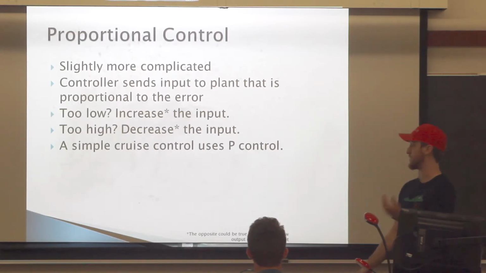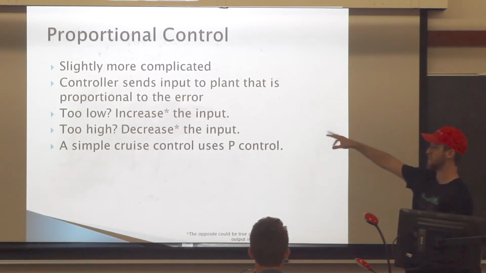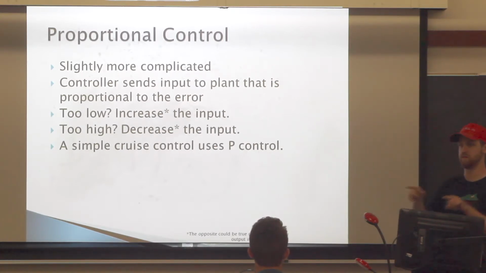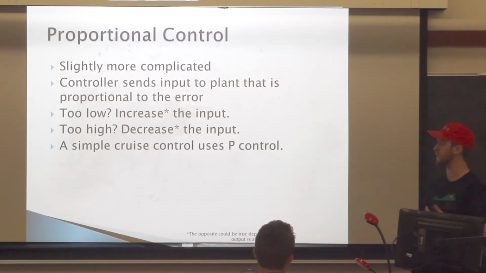Or too high? Let's decrease the input. An example of this is cruise control, like a simple cruise control. If you're going too slow, add some more gas. Now, the increase and decrease could be swapped if the dynamics of the system are different, but generally think of it this way. Another example would be, I'll use an example here for this in the coming slides.